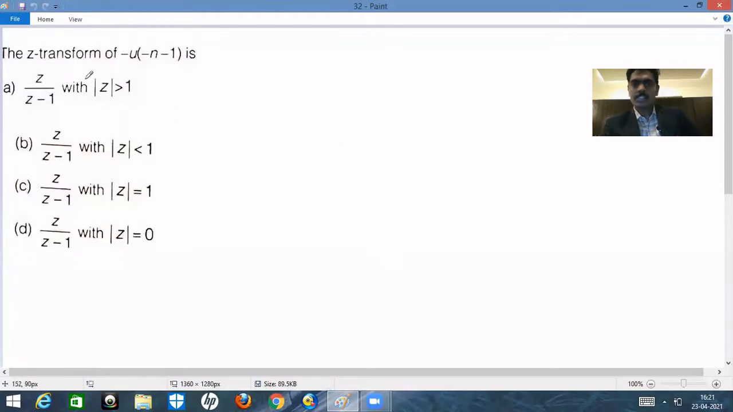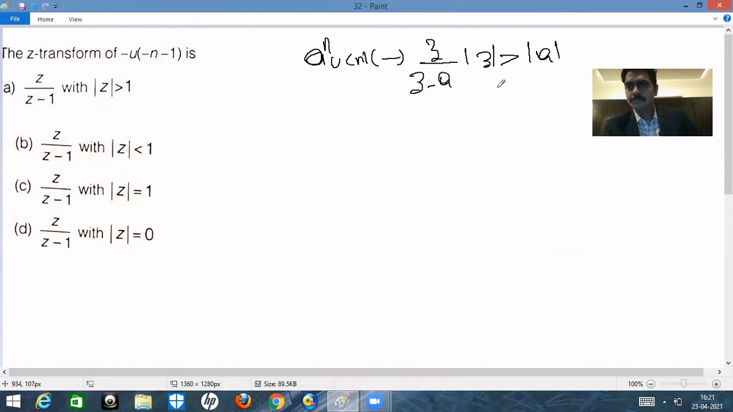Okay, you can see this one on the screen. The Z transform of minus u of minus n minus 1 is what? What is the Z transform for this particular signal? We know the Z transform of a power n u of n is nothing but z upon z minus a, isn't it? With mod z greater than mod a. In the same way, the Z transform of minus a power n u of minus n minus 1 is also z by z minus a simply.